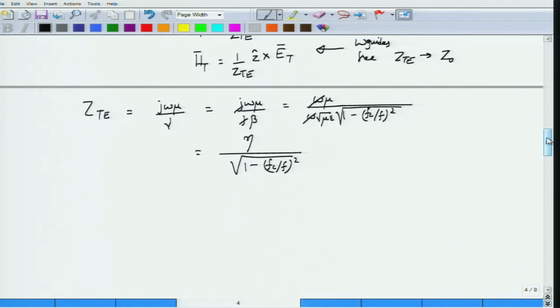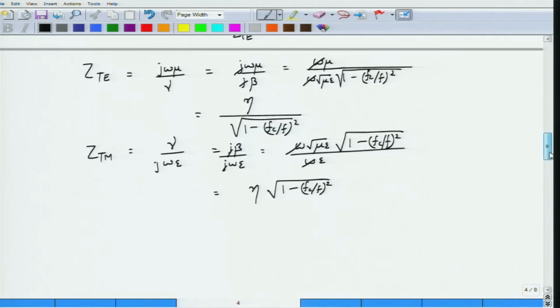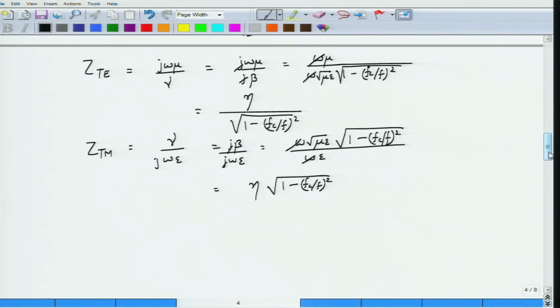What about ZTM? ZTM can also be calculated. ZTM is gamma divided by j omega epsilon. Substitute gamma as j beta, again the j's cancel and the impedance turns out to be real, and beta is omega square root mu epsilon, the free space part, times square root of 1 minus fc by f whole square. Omega cancels, the square root of epsilon goes to the denominator, and what you get is eta times square root of 1 minus fc by f whole square.